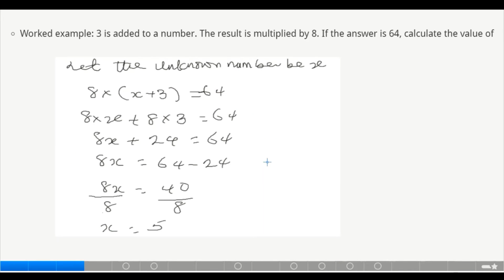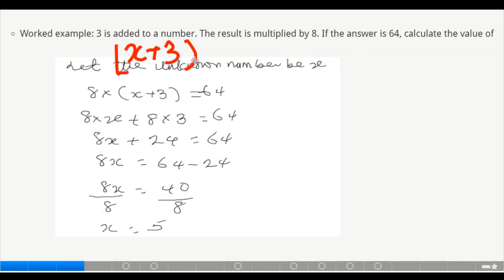We have another worked example. This is just like a word problem. 3 is added to a number. The result is multiplied by 8. If the answer is 64, calculate the value. So we have to calculate the value. We said that let the number be x. We can denote it by any other alphabet, but we just try to make use of x. So we have x plus 3.